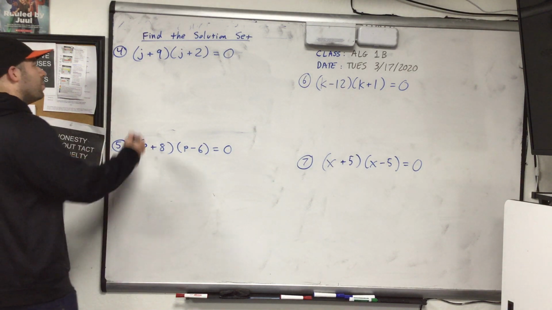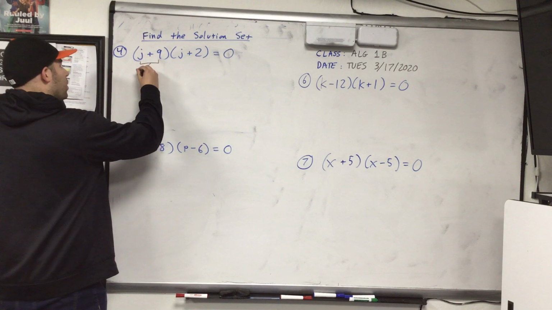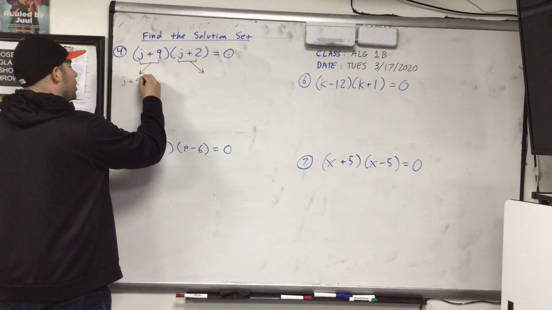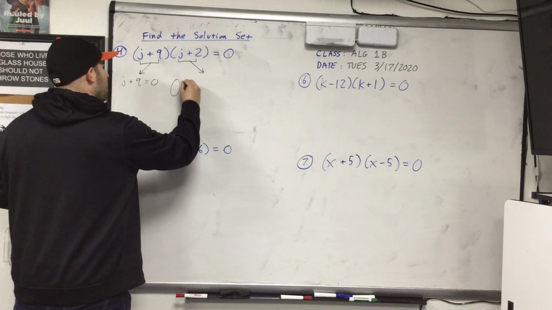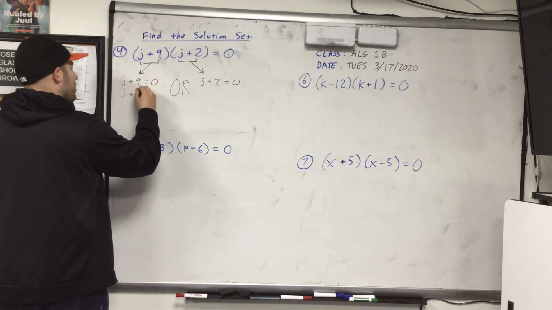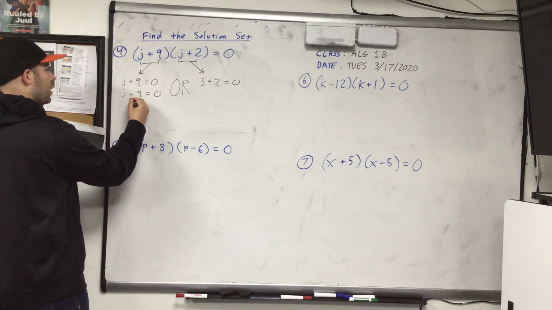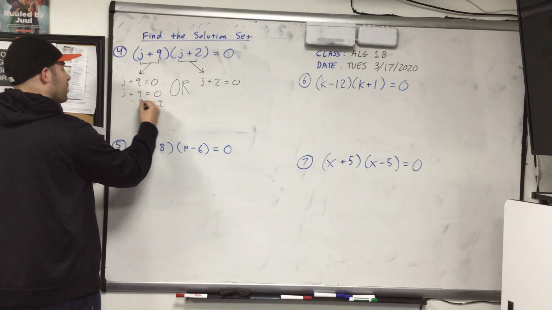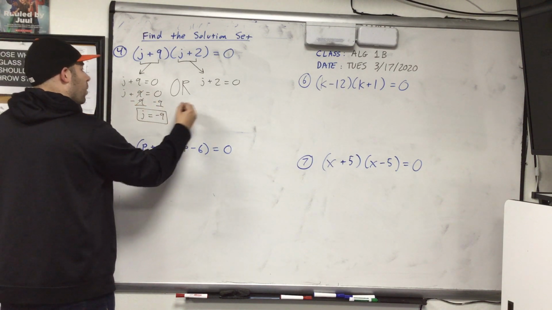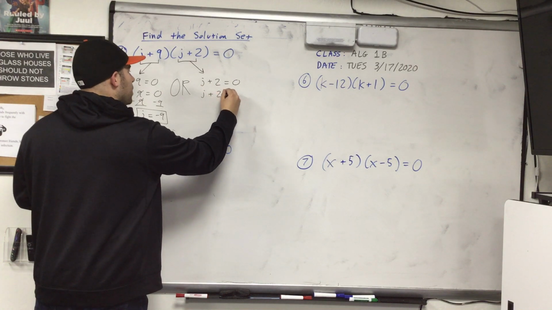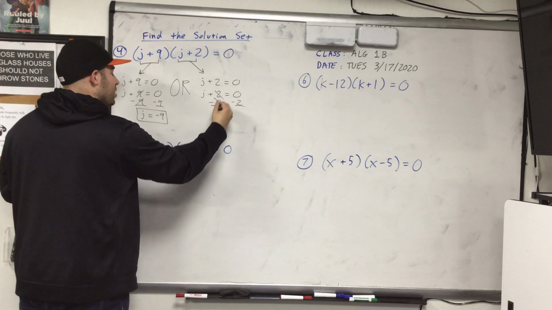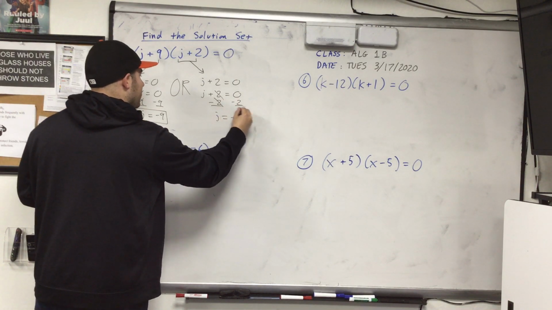Okay, so we've got j plus 9 equals 0, or j plus 2 equals 0, and we're going to solve both simultaneously. Subtract 9 from both sides, and j can be equal to -9. Or subtract both sides by 2 on the other equation, and j can be equal to -2.